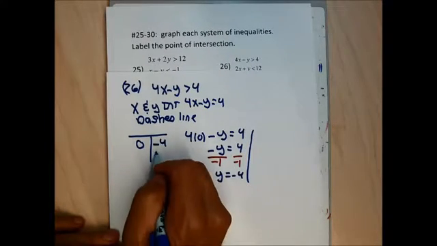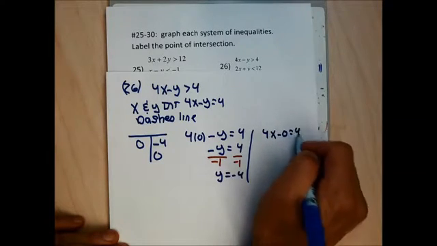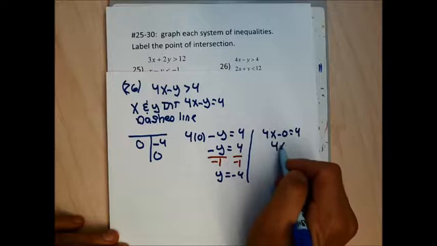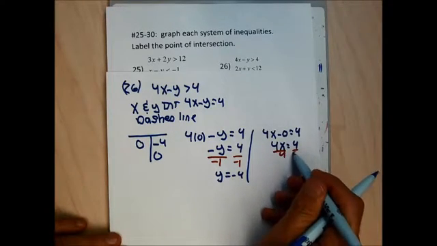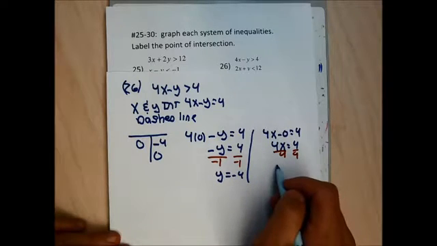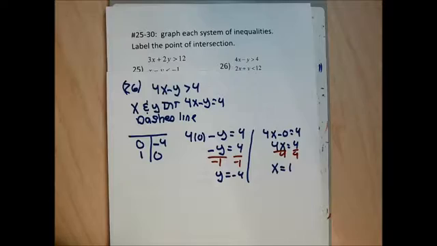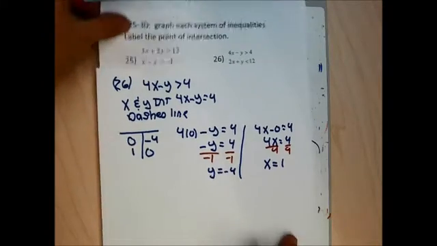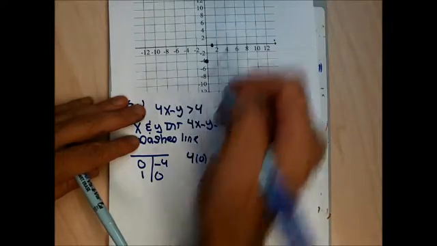Next thing I'll do is plug 0 in for y. Get 4x minus 0 equals 4. That gives me 4x equal to 4. Divide by 4, divide by 4, and get x equal to 1. The points I'm going to plot for that are the point 0, negative 4 and the point 1, 0. So 0, negative 4 and 1, 0.